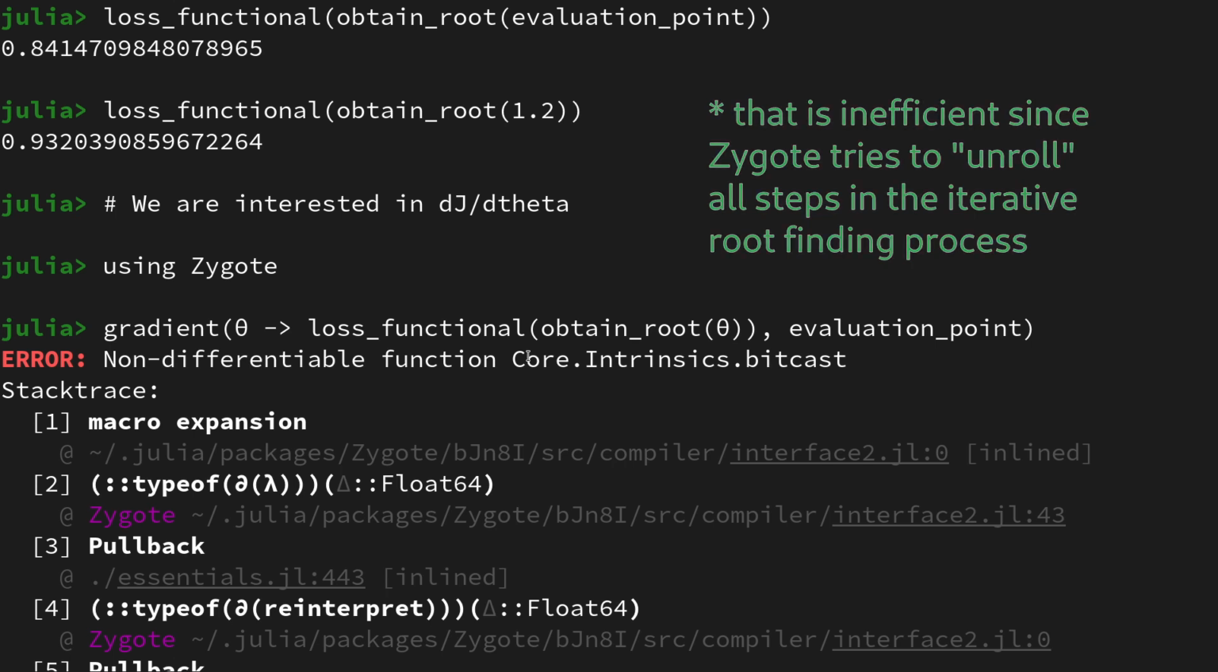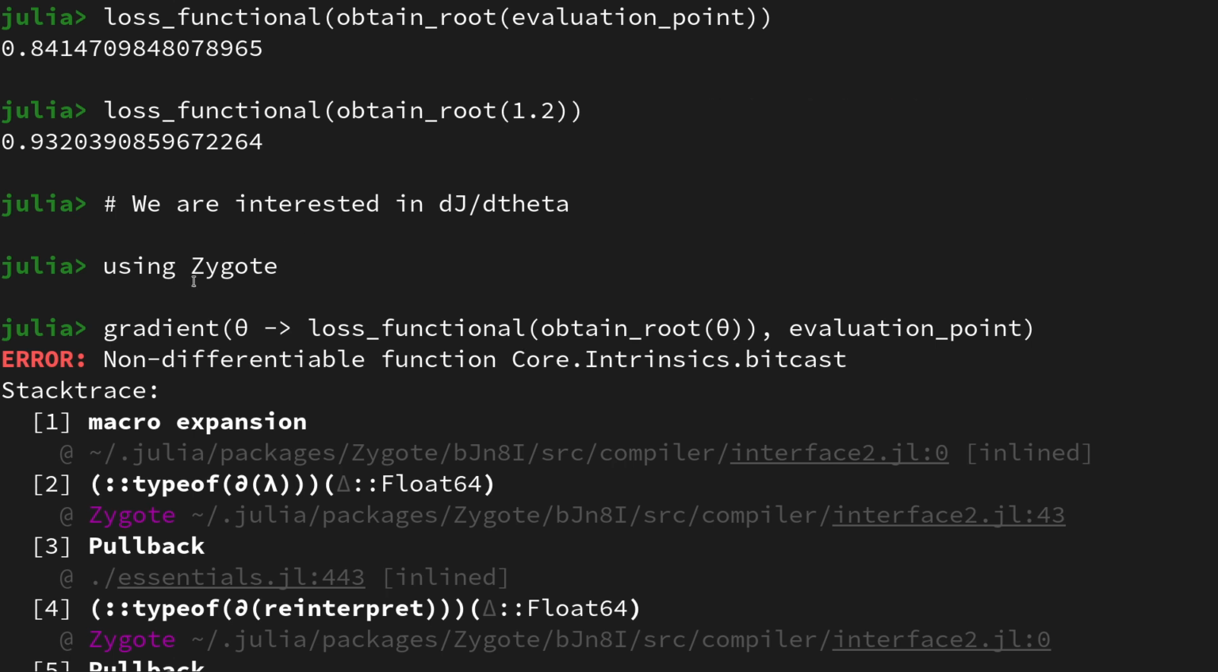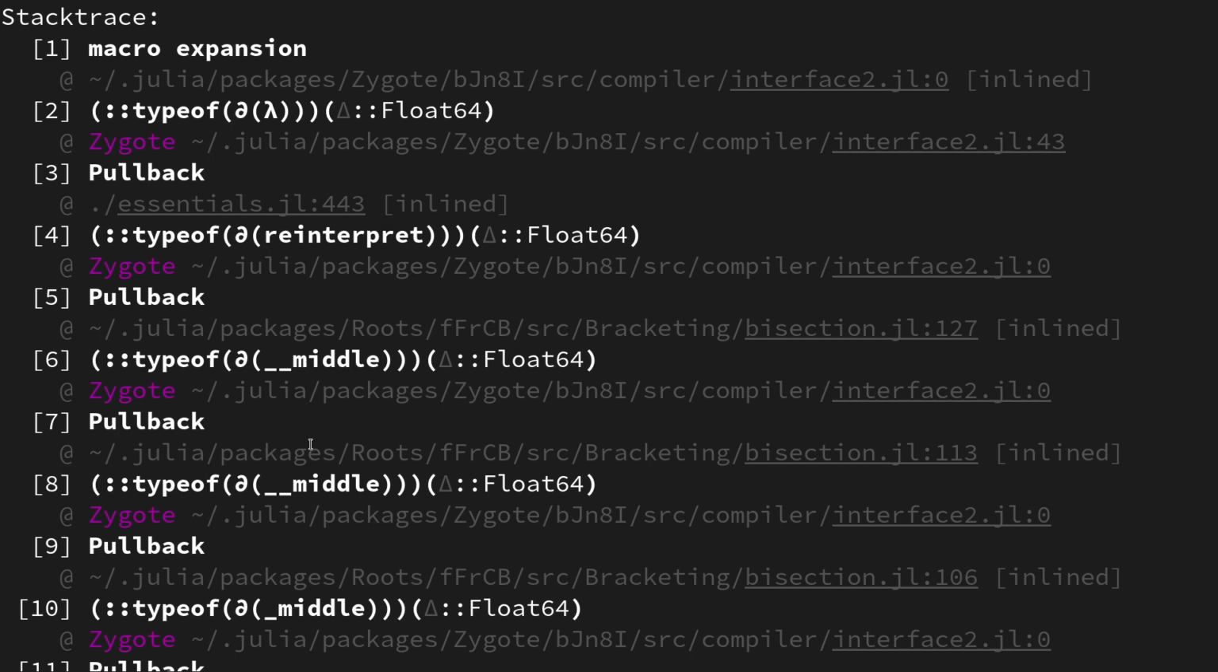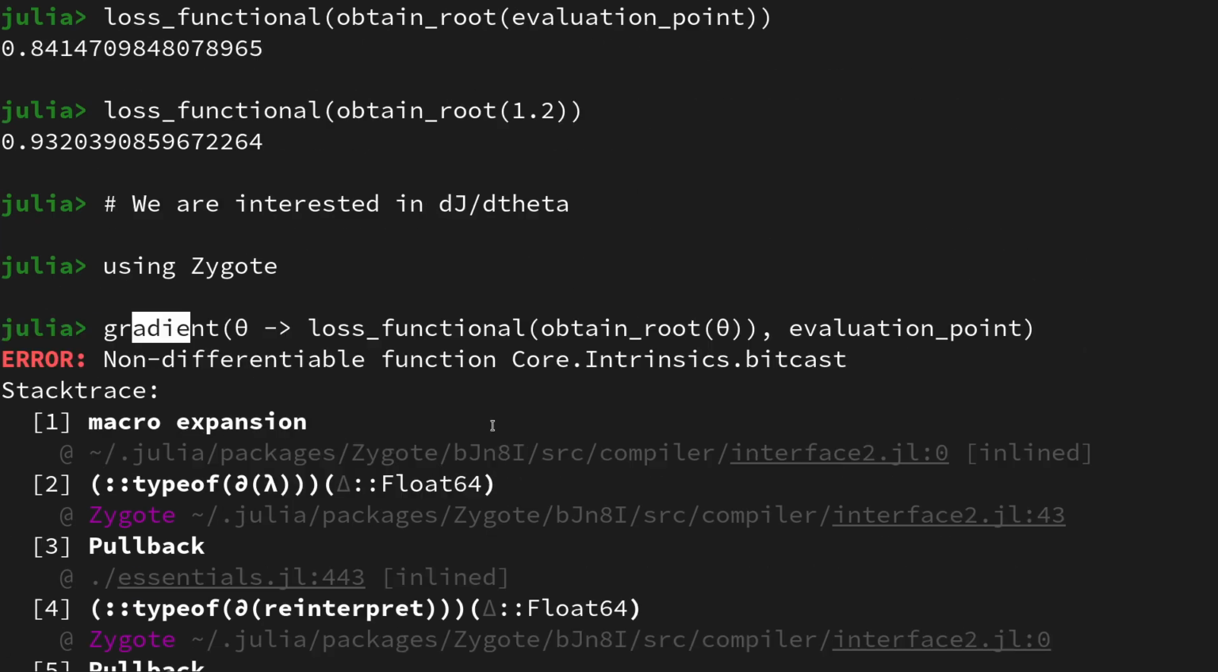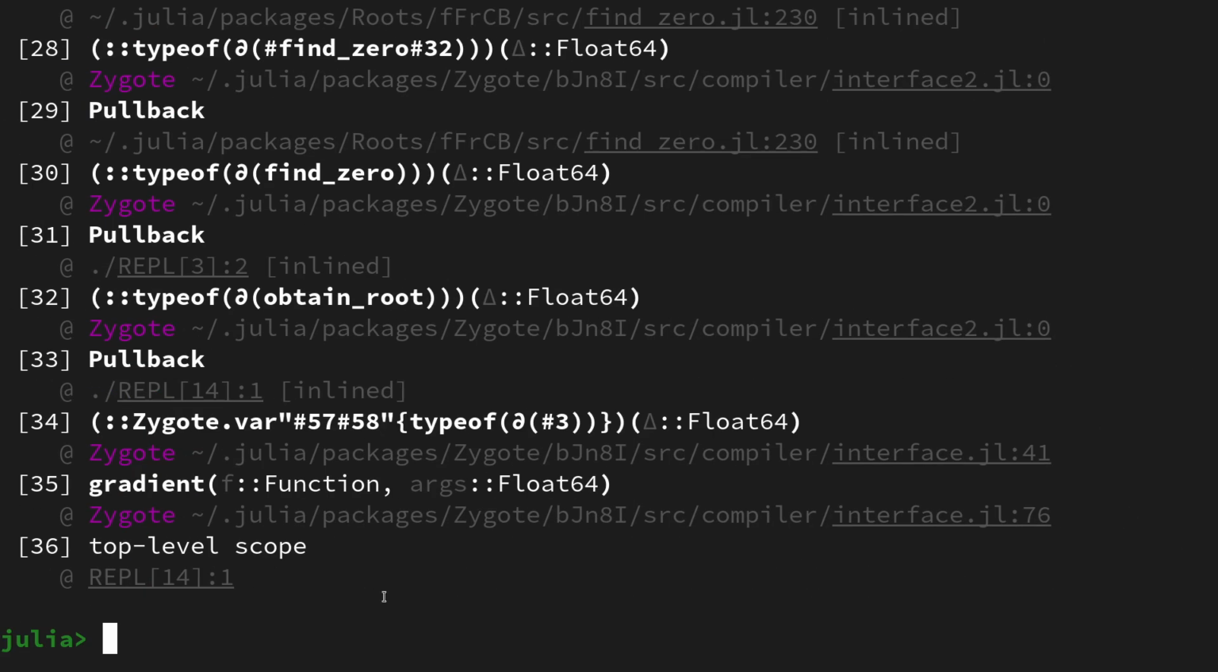So what we're trying to do now is to create a hint to Zygote or any other automatic differentiation package in order to not do that and rather use an adjoint problem over the obtaining root solution process, such that we can then call gradient and not do all the digging all the way down into low-level Julia stuff, but rather jump over the solution process by the help of an adjoint. And that works conveniently by using a package that is called ChainRulesCore.